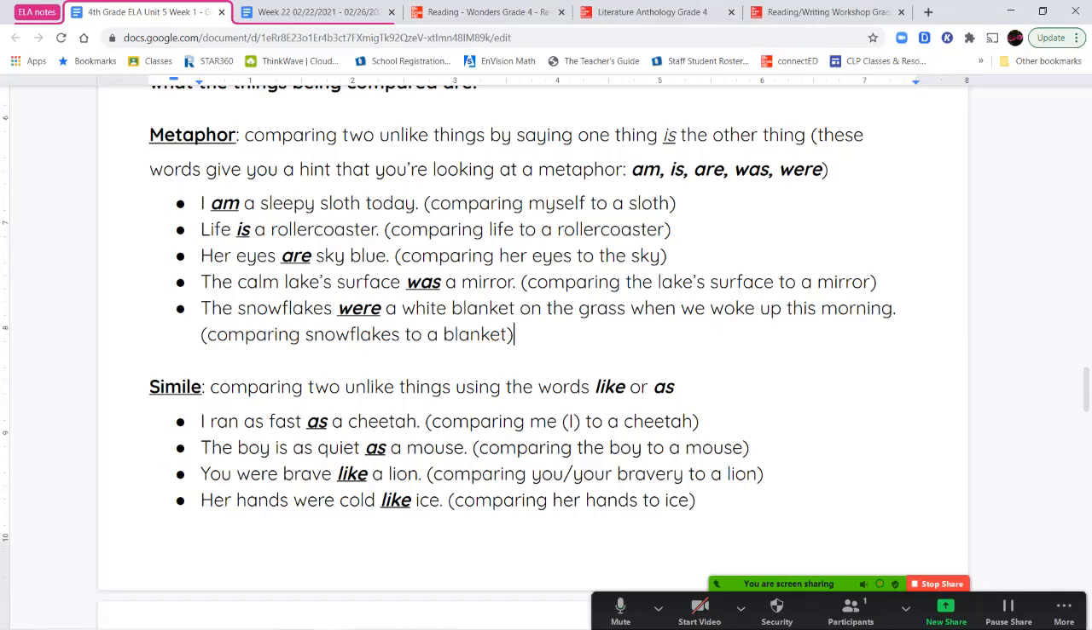They're that cold. I'm comparing her hands to the ice. So metaphors and similes both compare things that are not the same, right? Two very unlike things, and they use specific clue words to help you figure it out. So metaphors tell you one thing is another thing. Similes tell you one thing is another thing by using the words like or as. So that's the only difference between them.